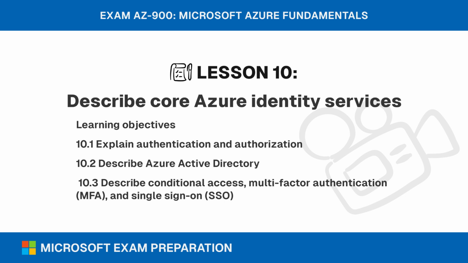Lesson 10, Describe Core Azure Identity Services. We'll begin this lesson with a discussion of authentication and authorization and how they differ from each other. We'll then talk about Azure Active Directory and how you can use it to control access to Azure resources and to third-party sites as well. You'll learn about how you can use conditional access to enforce policies on the kinds of devices that users use when accessing your resources, and how multi-factor authentication can ensure a more secure experience. We'll also cover single sign-on and how it can make your life easier when it comes to logging into your resources.